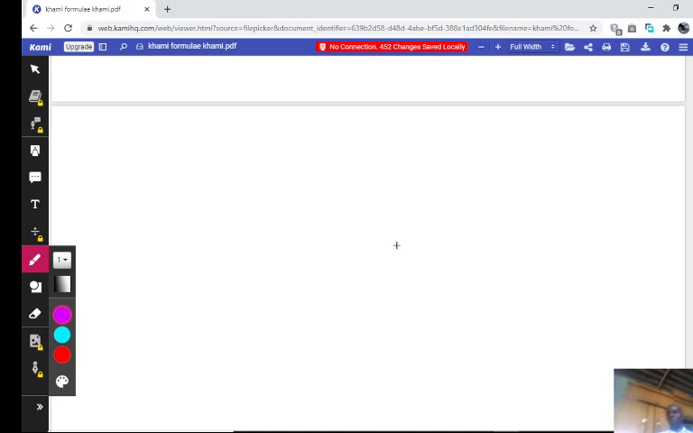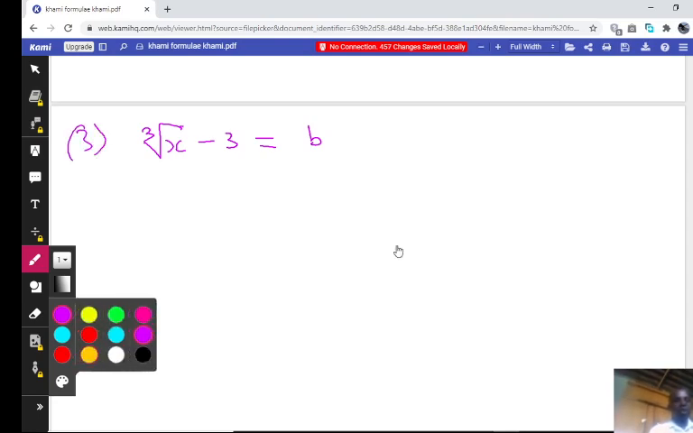Right, let me take another example. For example, if it was cube root of x minus 3 is equal to b, like this. And what you want to make subject of the formula in this example is x. You want to make x the subject of the formula.